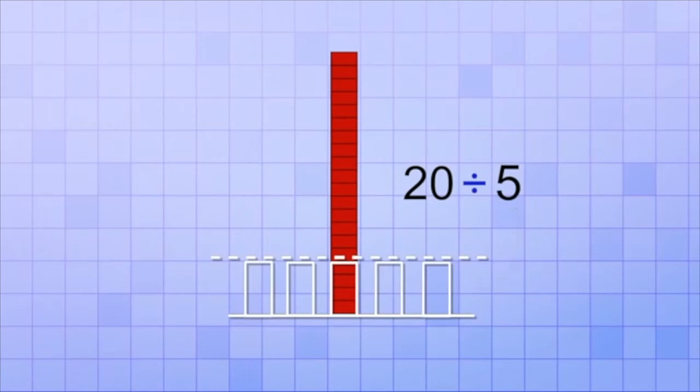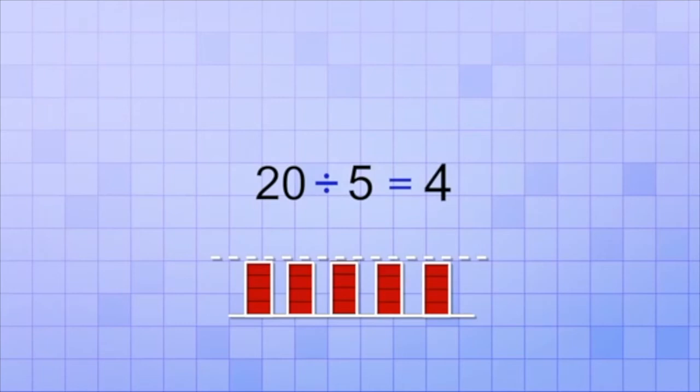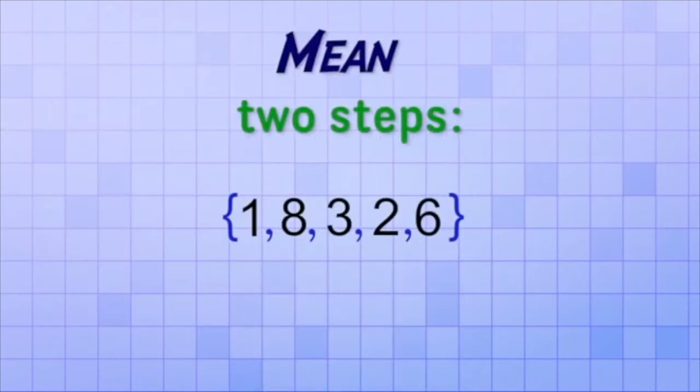Since the stack has a total of 20 blocks, dividing it into 5 equal stacks means that we'll have 4 in each, since 20 divided by 5 equals 4. So that's the math procedure you use to find the mean of a data set. It's just 2 simple steps.